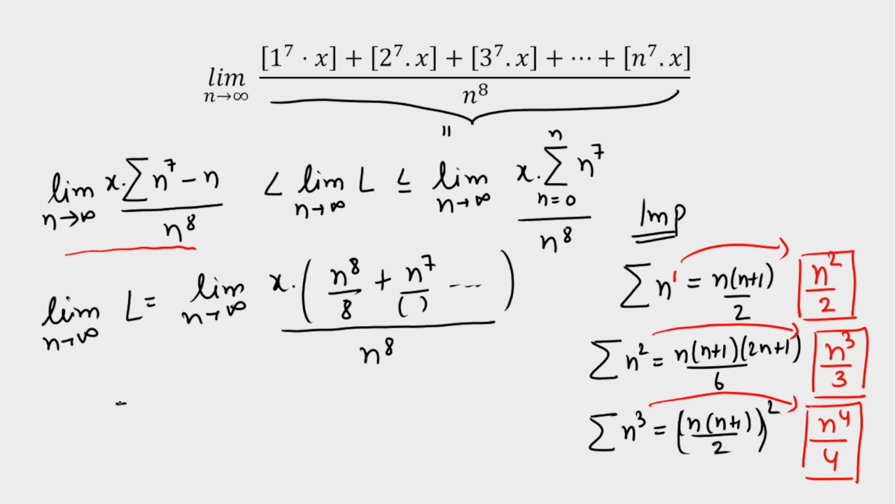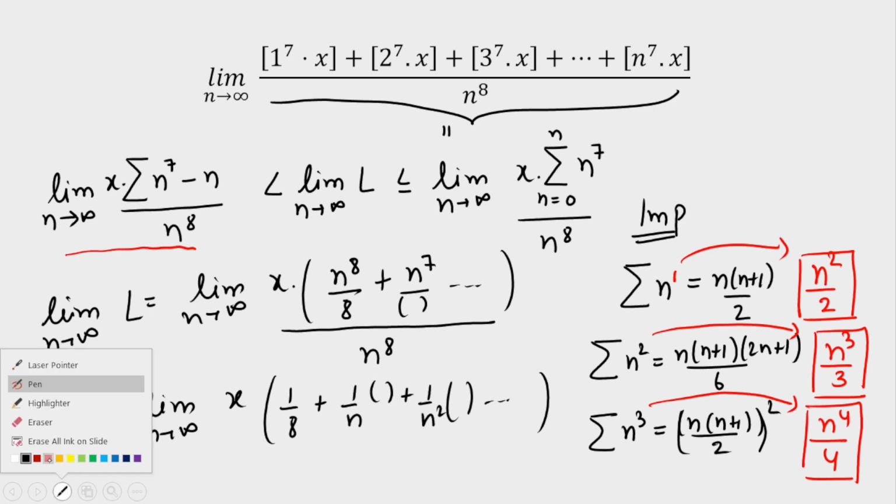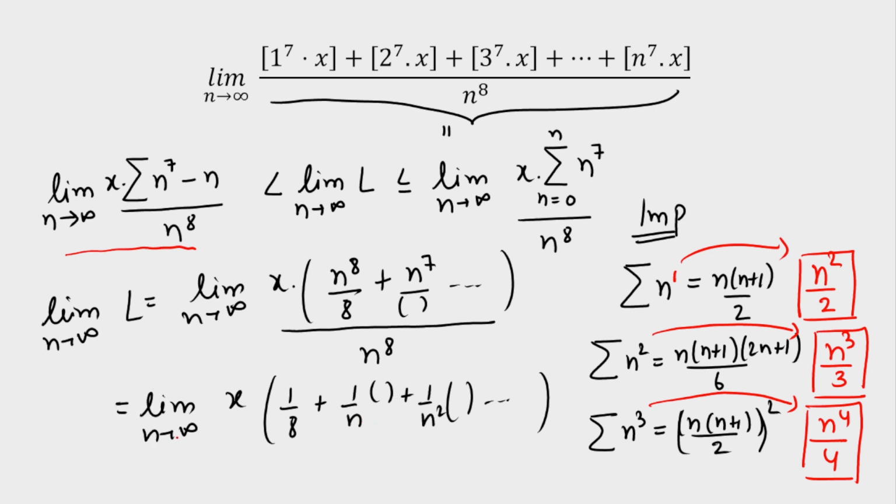So let's divide. I'll get limit n tending towards infinity, x as it is. Now let's divide by n raised to power 8. Here you'll get 1 by 8 plus 1 by n times something plus 1 by n square times something, and so on. Now if you notice one thing, the rest of the terms will give you nothing, because as n tends towards infinity, 1 upon infinity is 0, similarly 1 upon infinity square is 0, and the rest of the terms will be 0. So here our final answer will be x multiplied by 1 by 8. So the answer is x by 8. And that will be all.